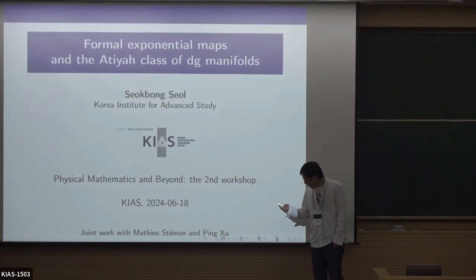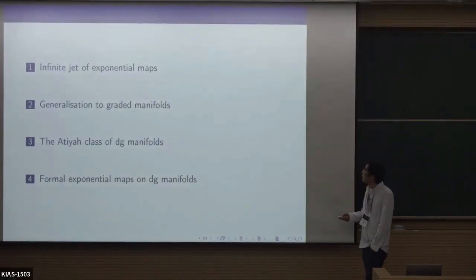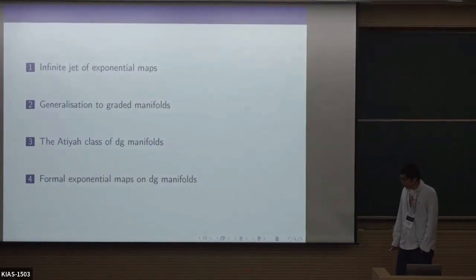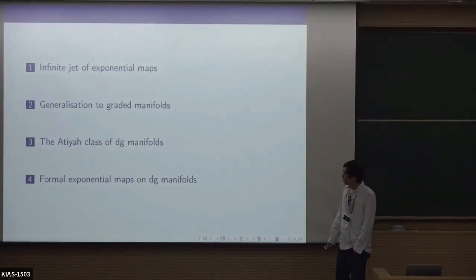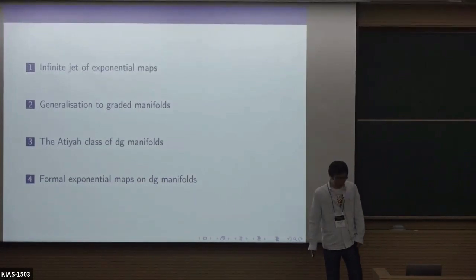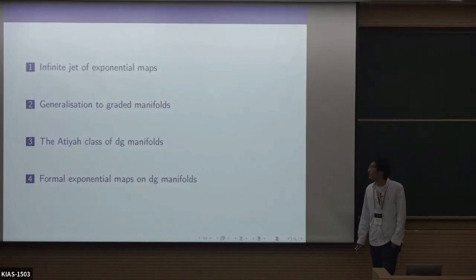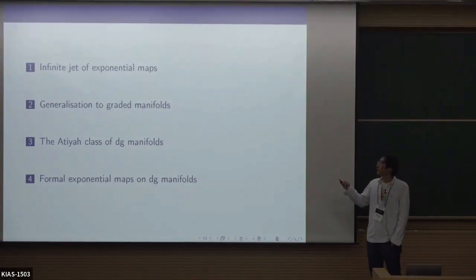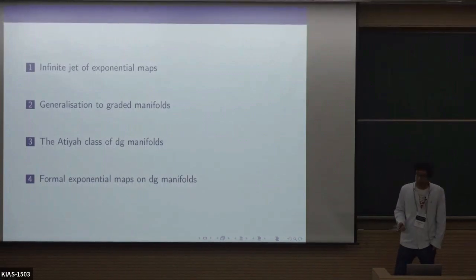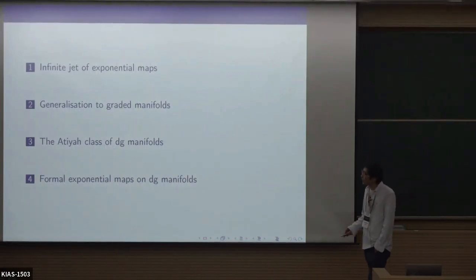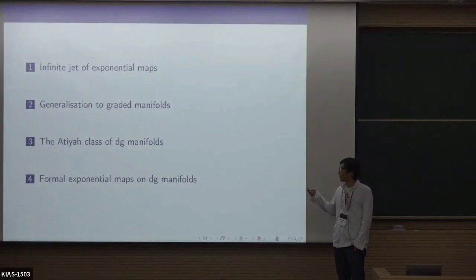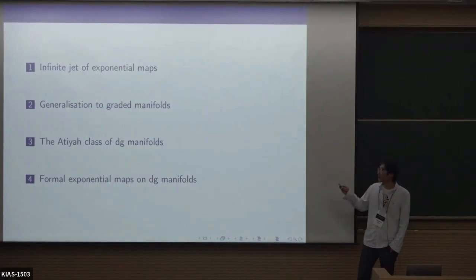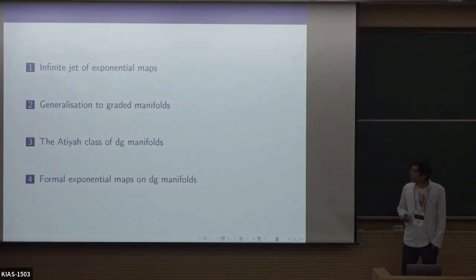So the talk will consist of those four stories. I'm going to start with the classical ones in the ordinary geometry, the exponential map, and how we think of the exponential map as a formal map using the infinite jet. And then we talk about graded manifold and how to extend those notions to graded manifold.